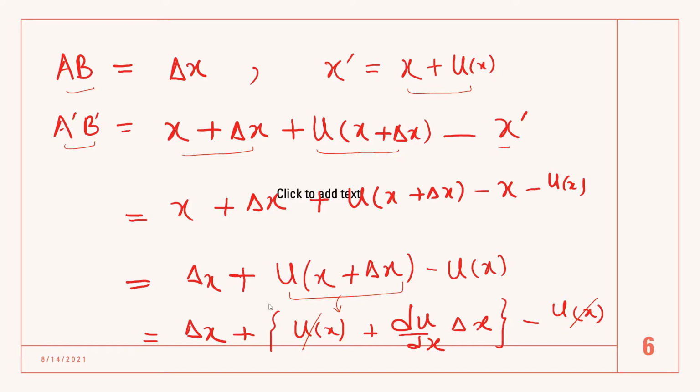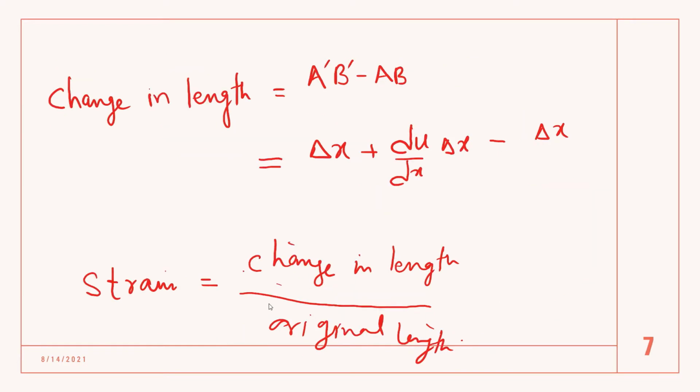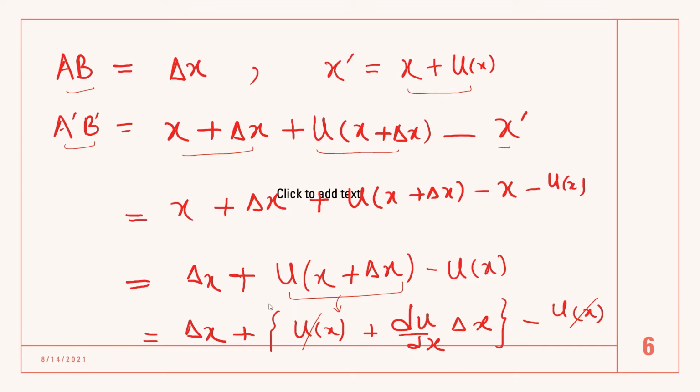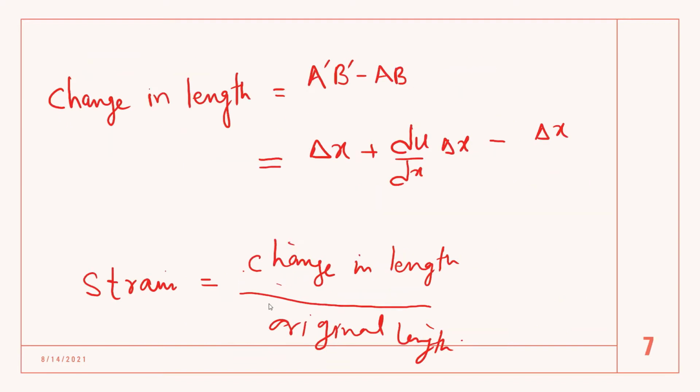So what would be left with us? A prime B prime would be delta x plus du by dx into delta x. So we will write here the change in length, A prime B prime minus AB, and A prime B prime would be delta x plus du by dx into delta x minus delta x. Now this delta x would get cancelled out, so it would be du by dx into delta x. And the strain, we know, is the change in length upon original length. Change in length is A prime B prime minus AB, and the original length would be AB.